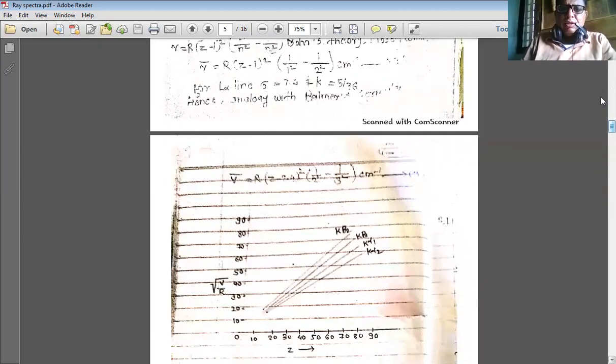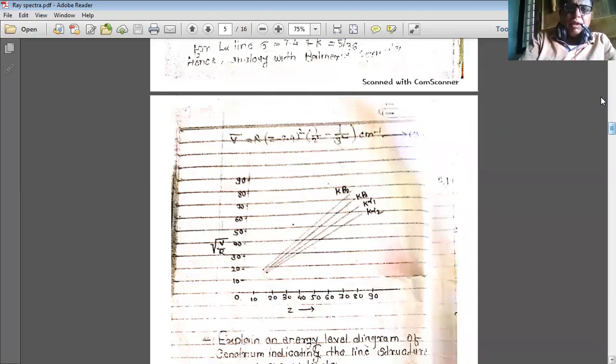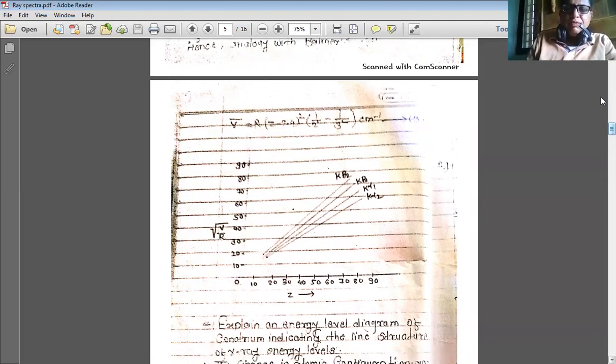And this is a figure. The y-axis is the square root of ν/R, from 0 to 10, 20, 30, 40, 50 up to 90, and the x-axis is Z: 0, 10, 20 like this, and the radiation increases like this. In this case, first K alpha 1 is on the lower side, then K alpha 2, and on the upper side K beta 1 and then K beta 2. This is an important figure.